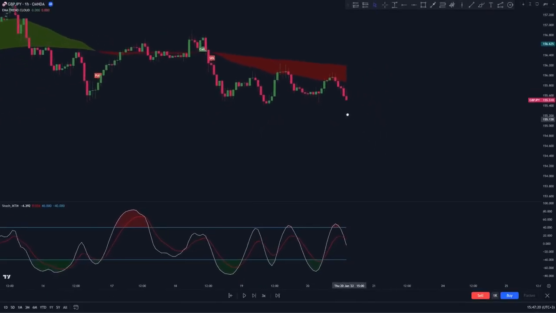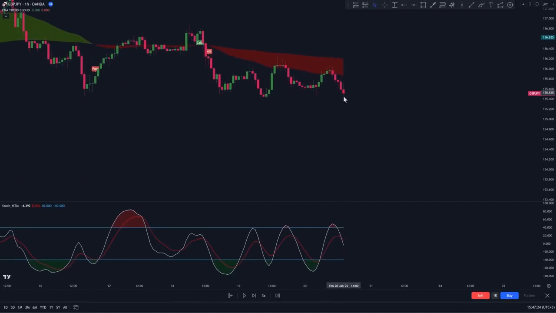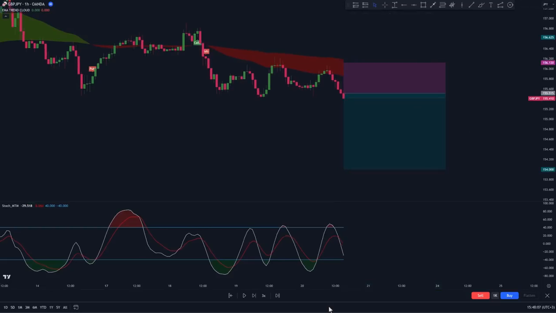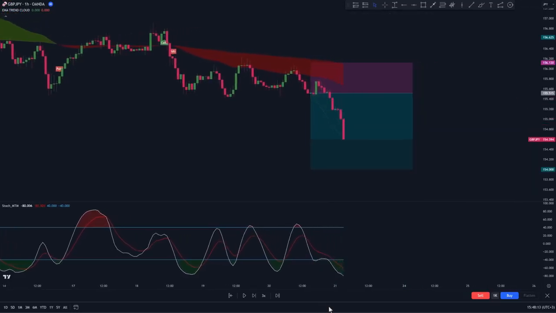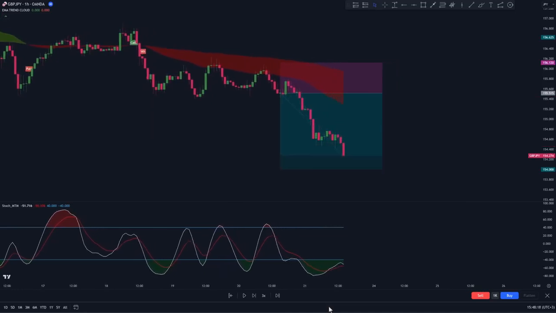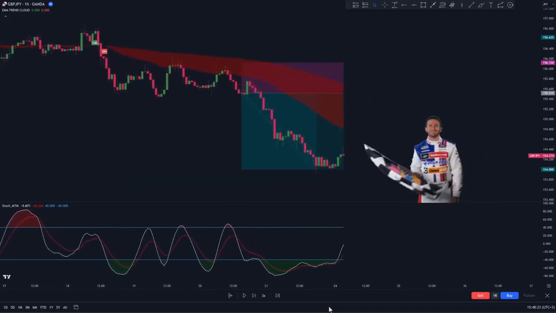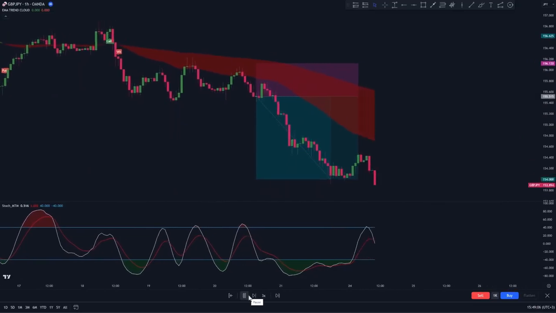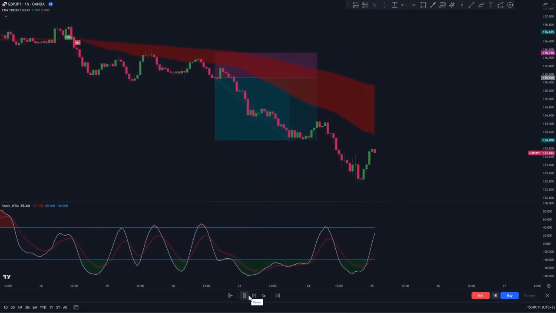All our entry conditions are met on this candle, so we're going to enter a short trade here. Set our stop loss above the most recent swing high. And for the take profit, we're going to set it at 2.5 times the risk. We'll let this trade run and take profit.